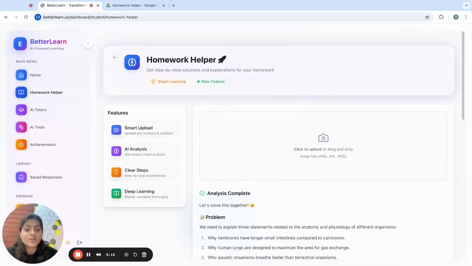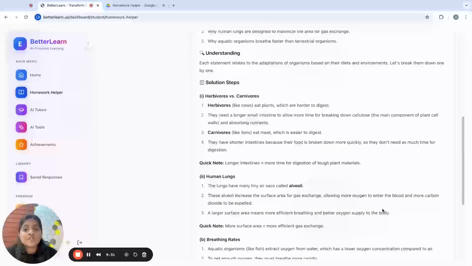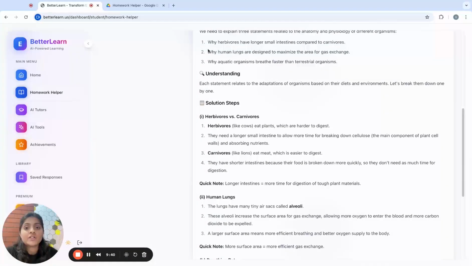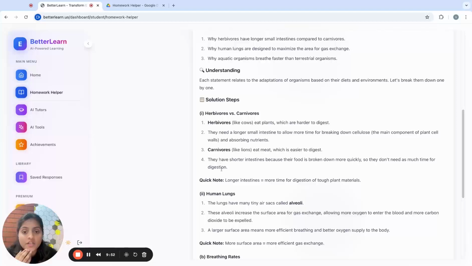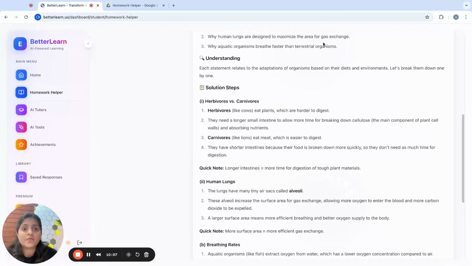Okay, so as you can see, it doesn't just give you a particular answer, it also provides a clean and clear explanation of the definitions and key concepts to improve your understanding. This feature is especially useful for theory-based subjects like bio, where understanding concepts is just as important as knowing the answer. So the first question is, why do herbivores have a longer small intestine compared to carnivores? Firstly it explains herbivores, then carnivores, and then provides the reason why they have a longer small intestine. Then move to the next question.